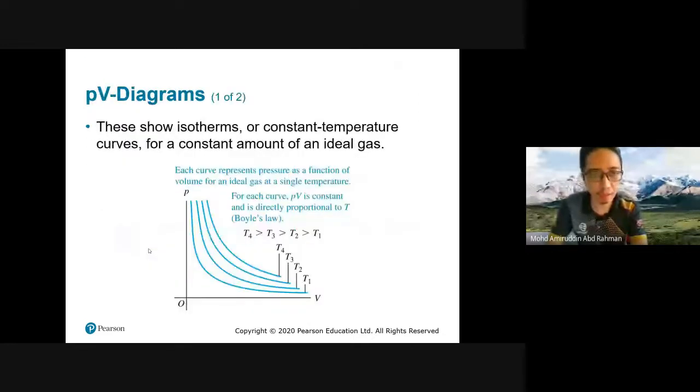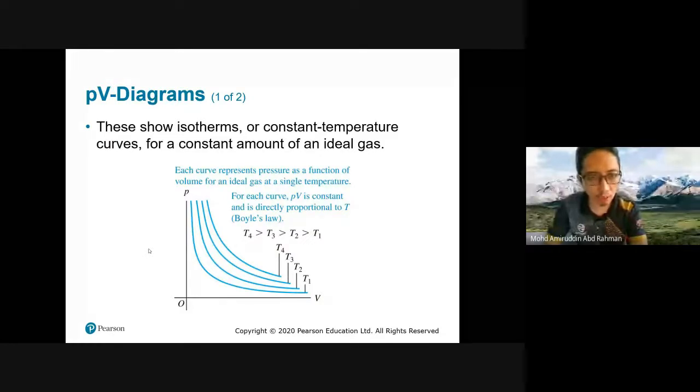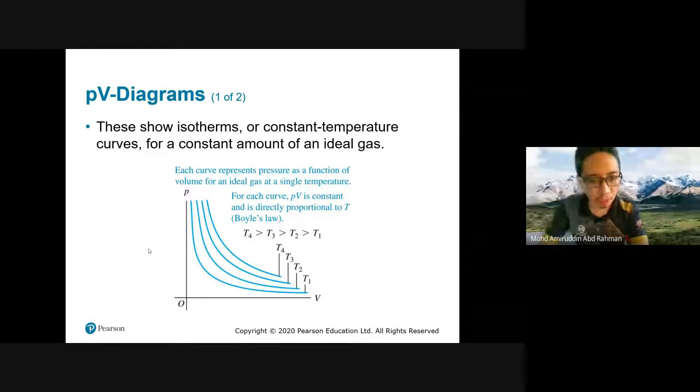Let's say we have a PV diagram, the pressure versus volume diagram. So we see changes in terms of the temperature. We have the temperature T4 as the highest one, going down to T3, T2 and T1. This is Boyle's law. Whenever we have increasing temperature, we will have a higher curve. At T4, you see much higher pressure versus volume, compared to T1, where we have much smaller pressure and also volume.